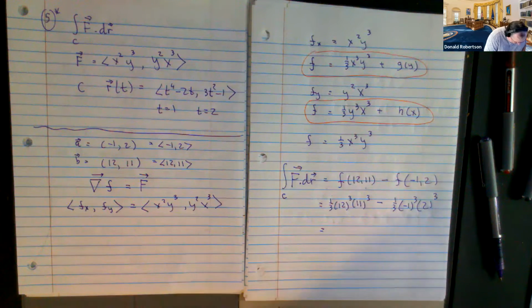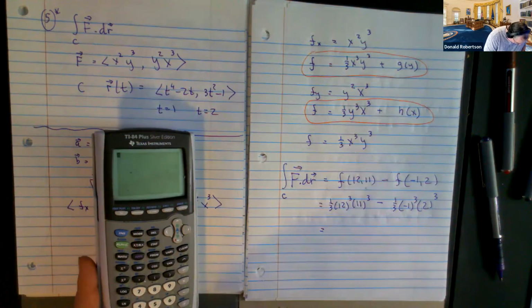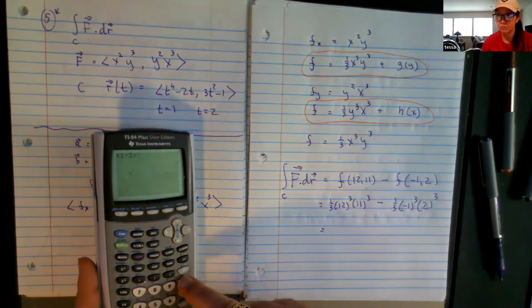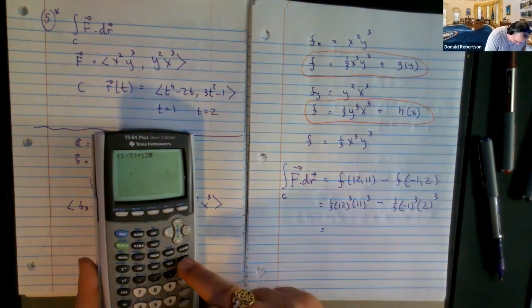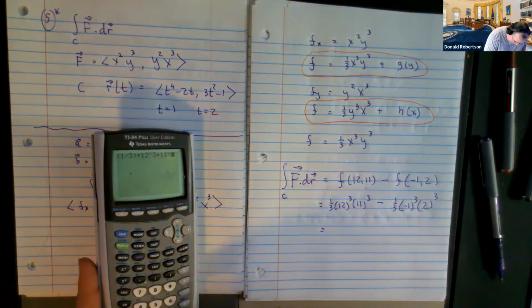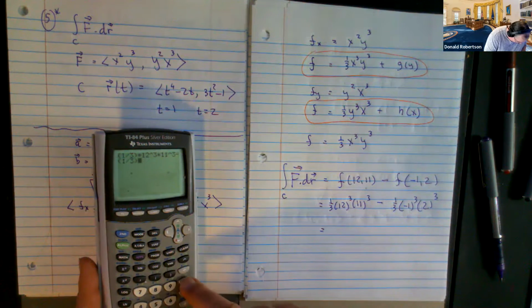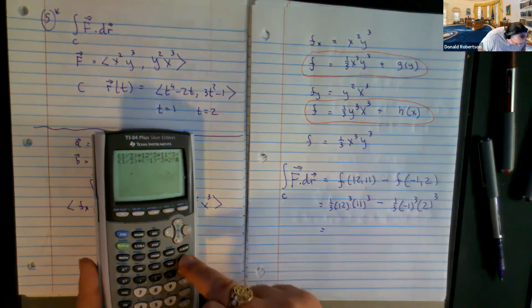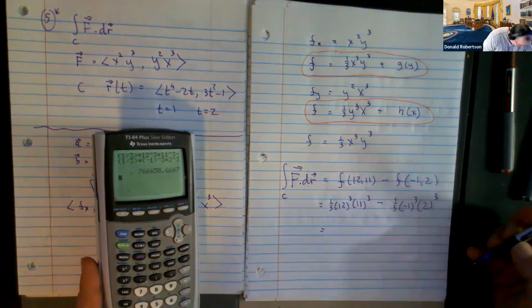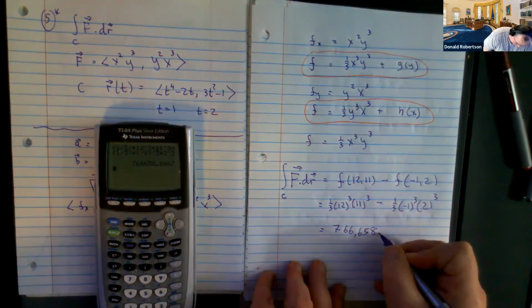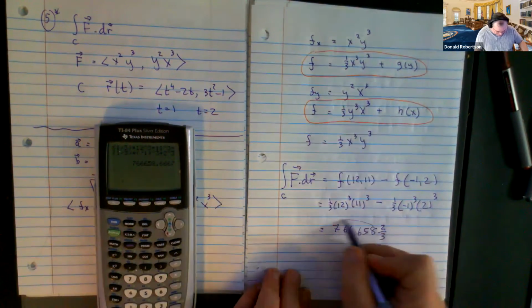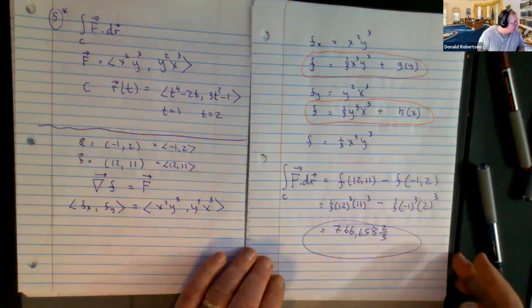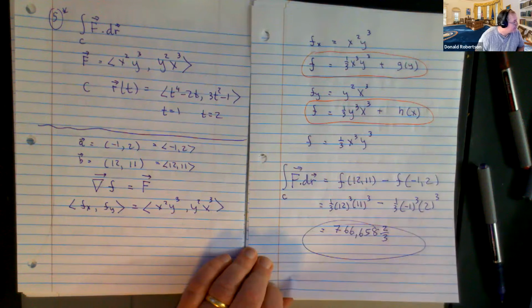So back to this fella. What have I got? I got 1/3, put a bracket around it for safety, times 12 cubed times 11 cubed. Take away 1/3 in the bracket to be safe again, times -1 cubed times 2 cubed. And, oh, that's probably not going to be a very nice decimal, but I do know what it is. It's that guy. Ugly answer, but it is what it is.